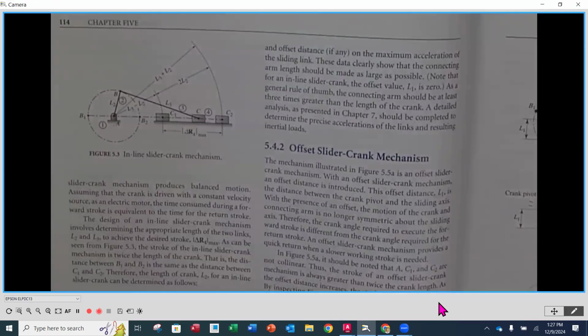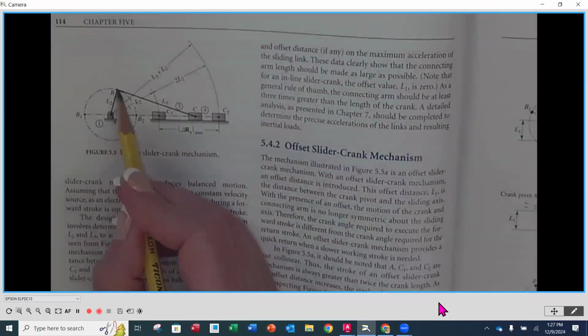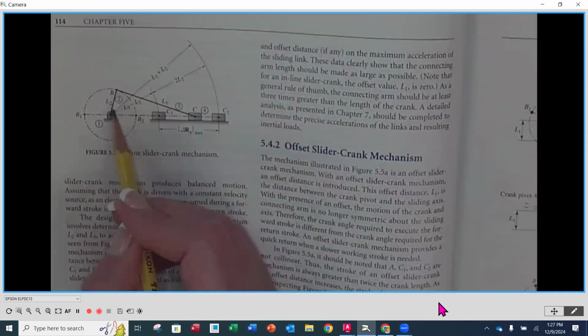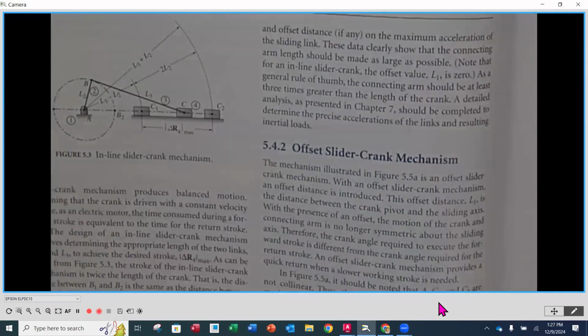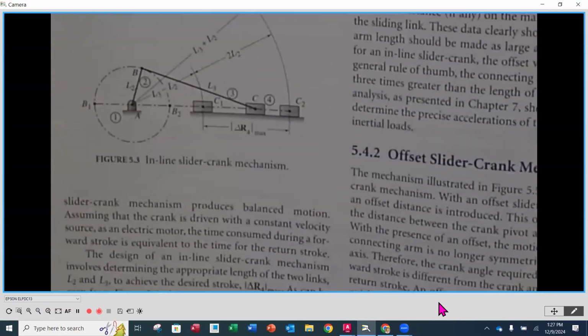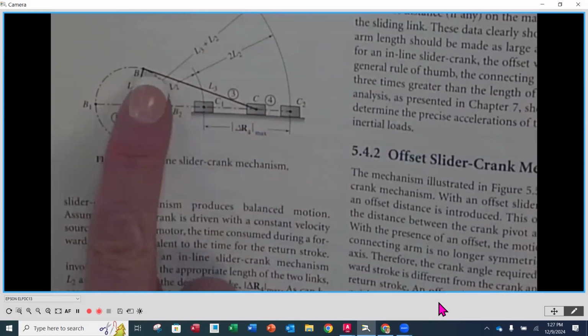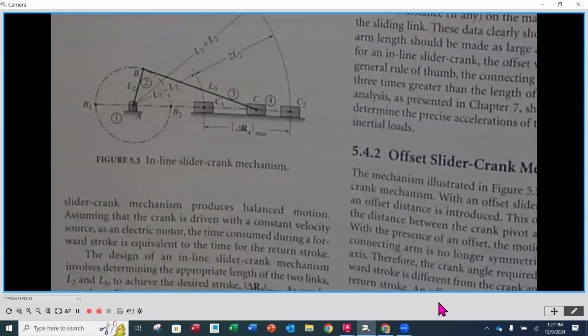When we look at, for instance, L2, that references the length of the crank. From the center of rotation to the outermost portion, the length of this radius is L2. Then the connecting rod length, because that's link number 3, is L3. If we wanted to figure out the length of number 3, that's associated with the connecting rod. And number 4 signifies our slider.